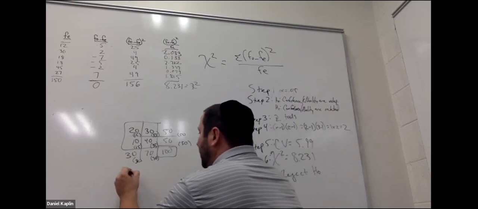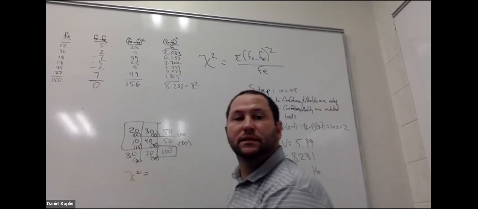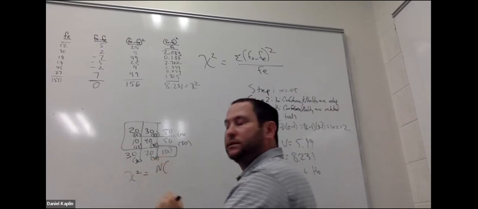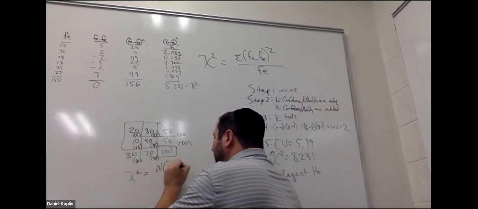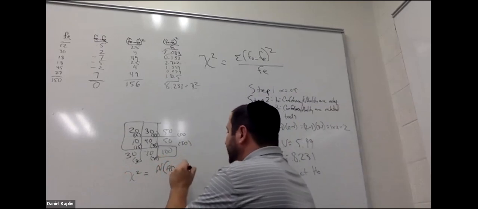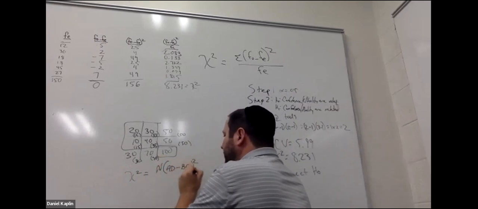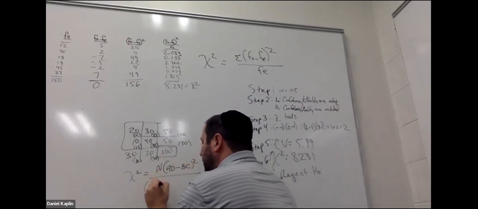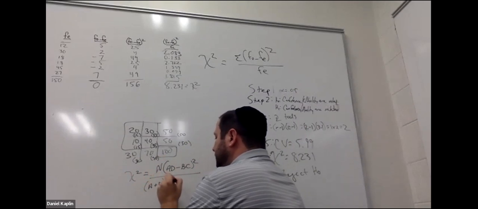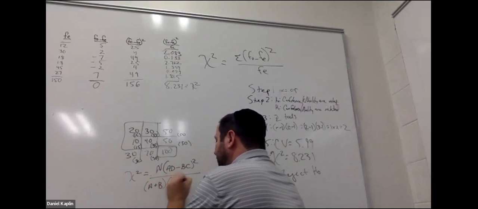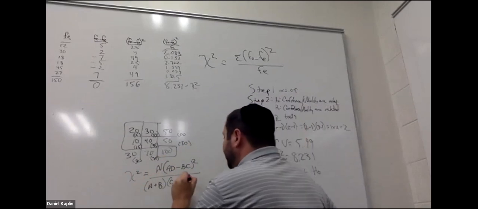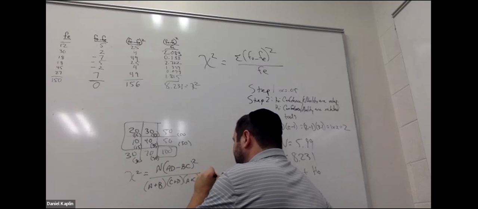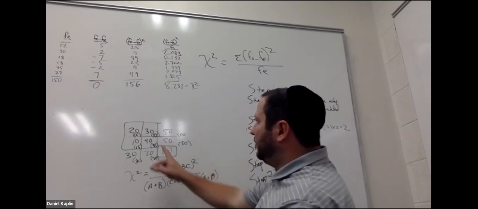It is x squared equals n times (AD minus BC) squared over (A plus B) times (C plus D) times (A plus C) times (B plus D). So what would that look like?